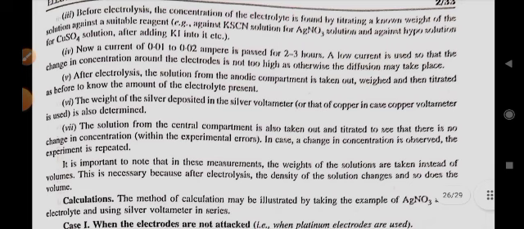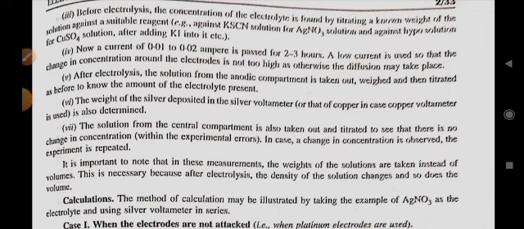Before electrolysis, the concentration of the electrolyte is found by titrating a known weight of the solution against a suitable reagent: against KSCN for AgNO3 solution, and against hypo solution for CuSO4 solution, after adding KI into it. Now, a current of 0.01 to 0.02 ampere is passed for 2 to 3 hours.